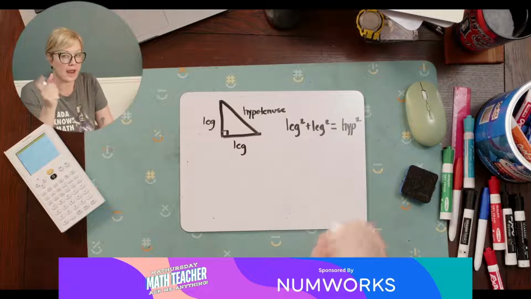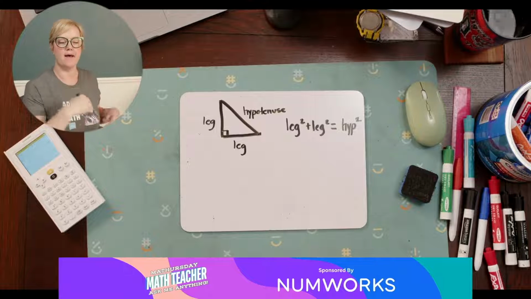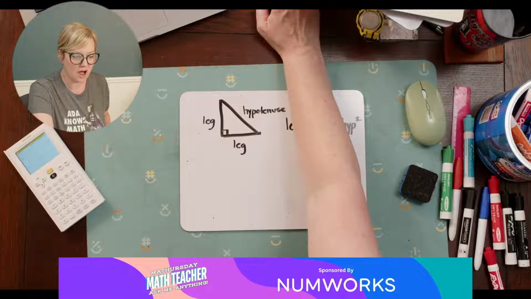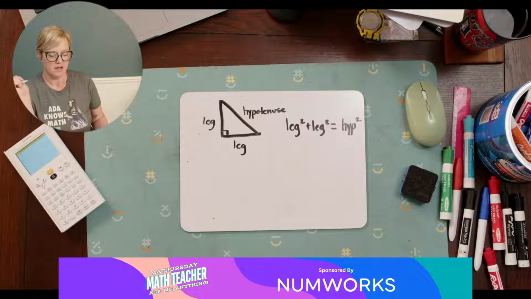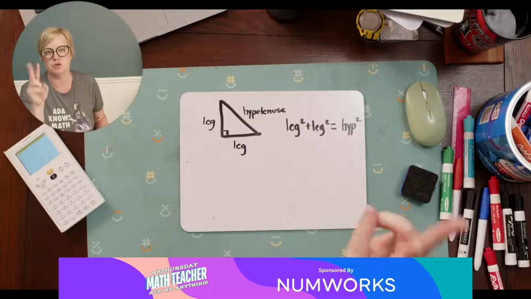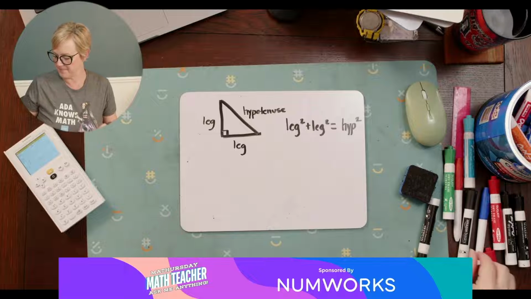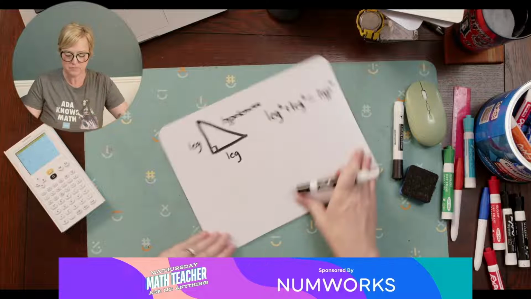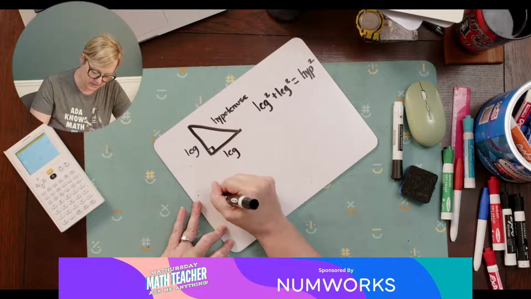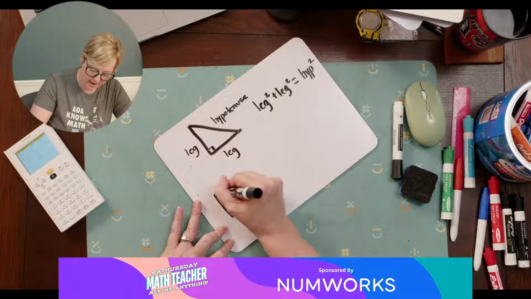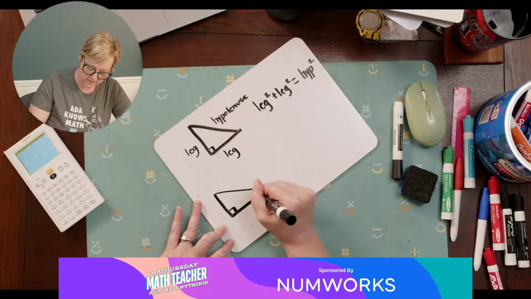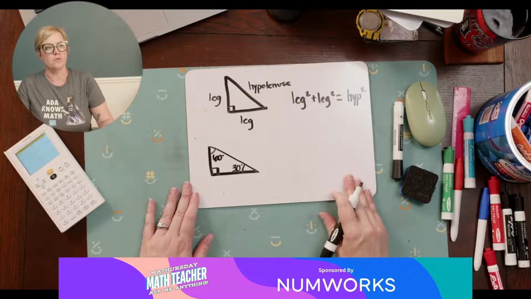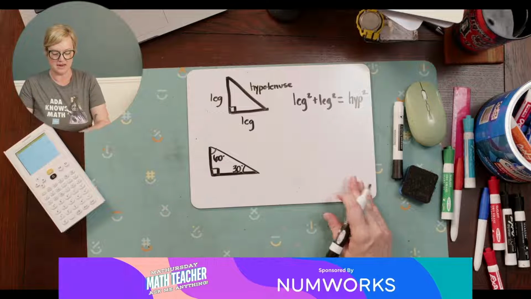Now, special right triangles take it a step further. There are two special right triangles that we focus on. The first special right triangle is a 30, 60, 90 triangle. And that is referring to the angles that make up those triangles. So this one would be 30. This one is 60. Okay, so we have a 30, 60, 90 here.